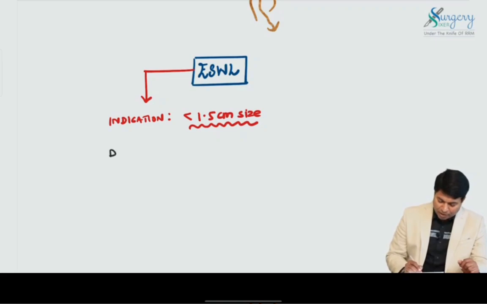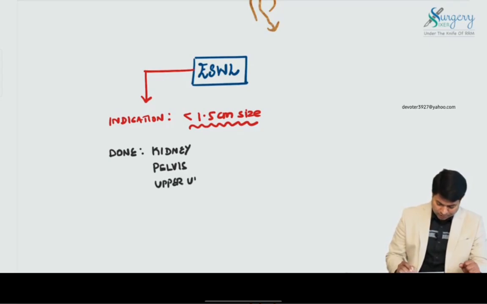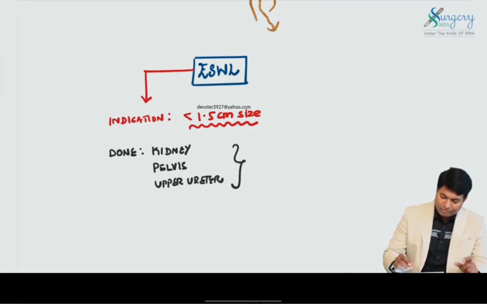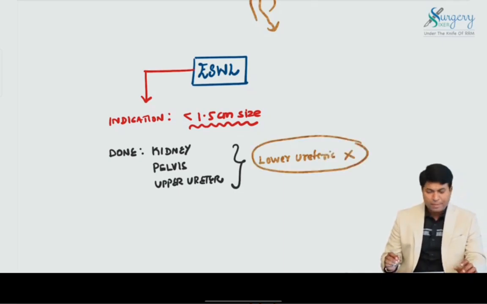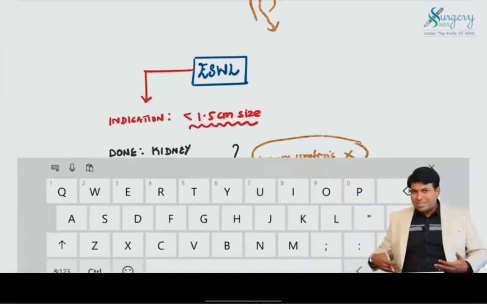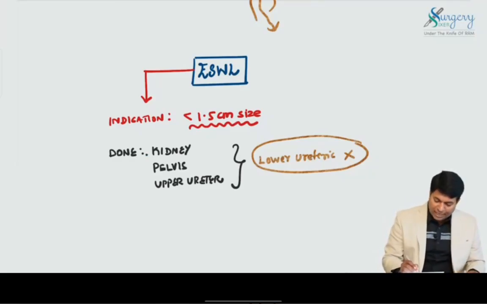It can be done for which stones? It can be done for kidney stones, renal pelvis stones, and upper ureteric stones. It is contraindicated for stones in the lower ureter. Why? The reason is very simple: the pelvic bone is hindering the pathway, so we cannot pass the piezoelectric waves through it. So it cannot be used for lower ureteric stones. It can be used for kidney, pelvis and upper ureteric stones.